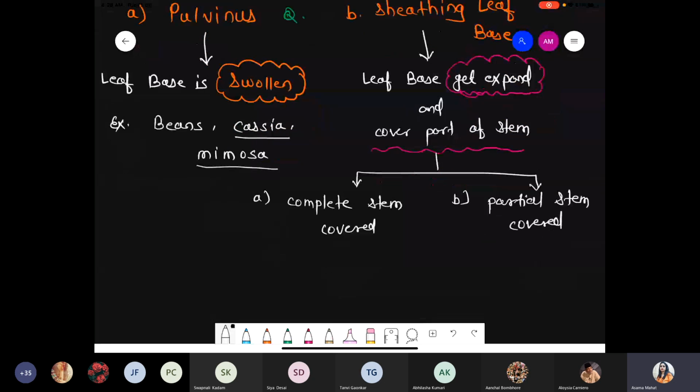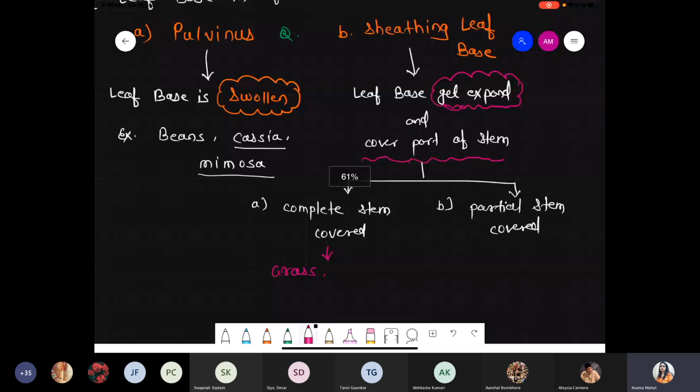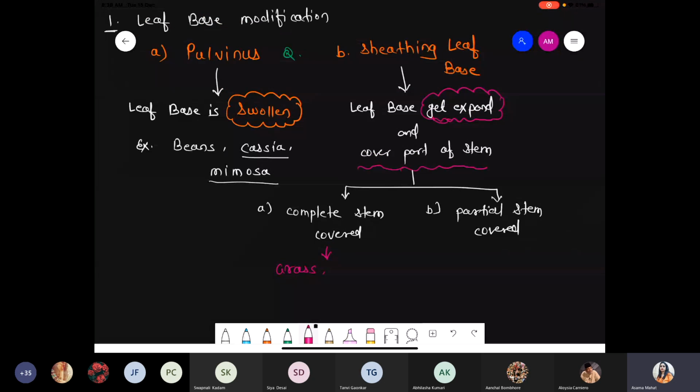In case of complete covering, you can remember one example: grasses. In grasses, the leaf base at the bottom can cover the stem part. You must have seen this. During Ganesh Chaturthi, a specific type of grass comes, which is called durva. We use it for God Ganesha. If you see that condition, the leaves completely cover the stem part, right? And why is this possible? It is possible because the leaf base expands and covers the entire portion of the stem. So in case of grasses, durva, right?